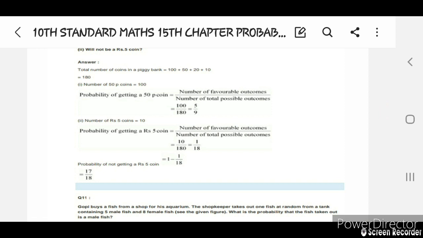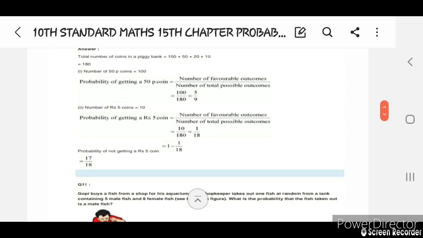Number of 5 rupees coins, that is 10. So 10 by 180 is equal to 1 by 18. They have asked for not getting a 5 rupees coin, so you have to subtract: 18 minus 1 is 17. So the probability of not getting a 5 rupees coin is 17 by 18. You have to subtract it.